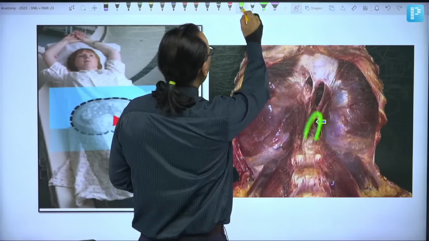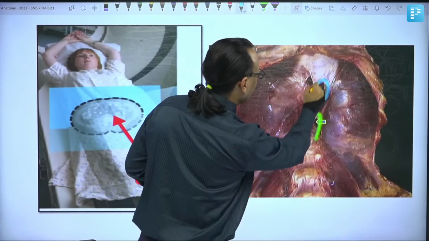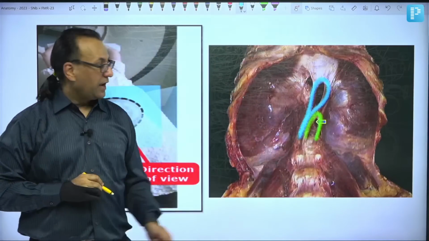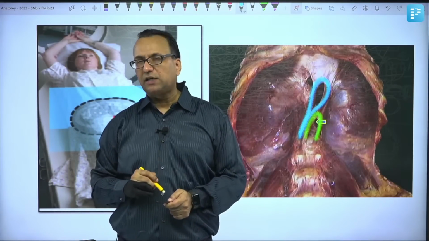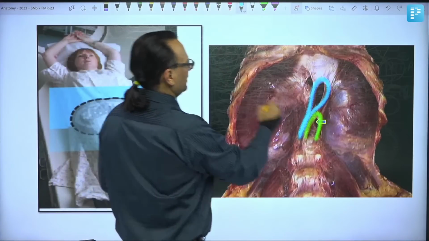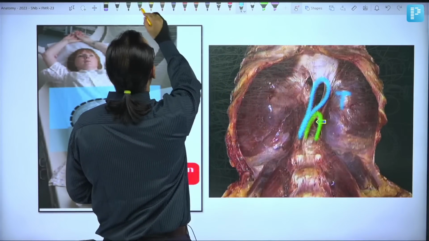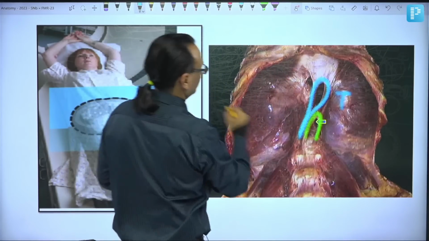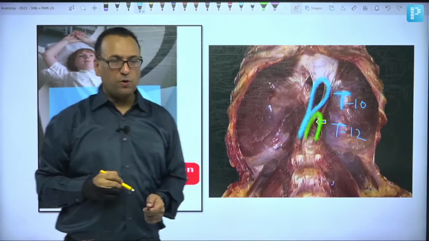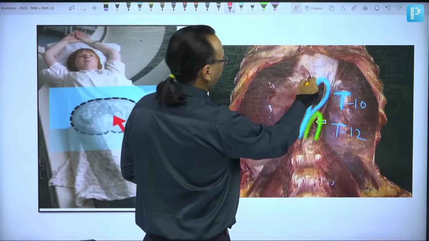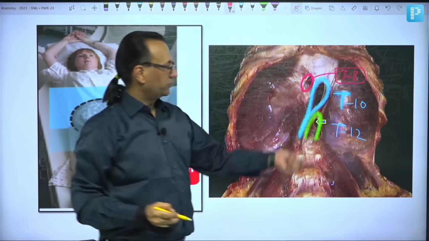Then you will see the right crus of the diaphragm is making a loop, and through that passes the esophagus. So the esophagus passes through the right crus of the diaphragm. Which vertebra? That is T10. This is T10, this was T12. And what is this opening in the central tendon of the diaphragm? That is T8, and that is for the inferior vena cava. So these are the openings.